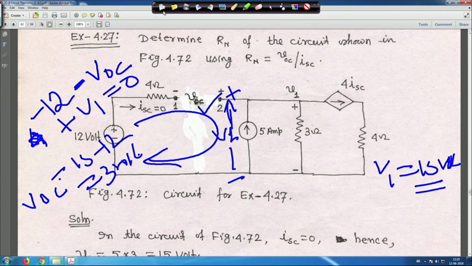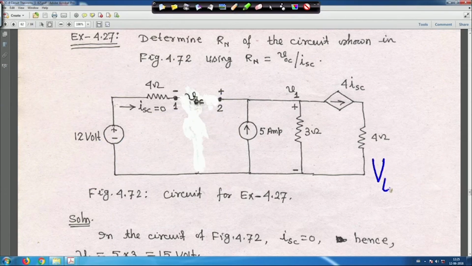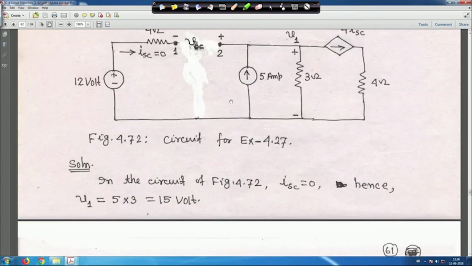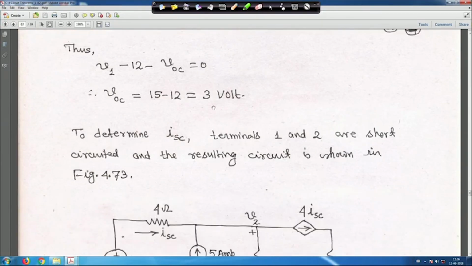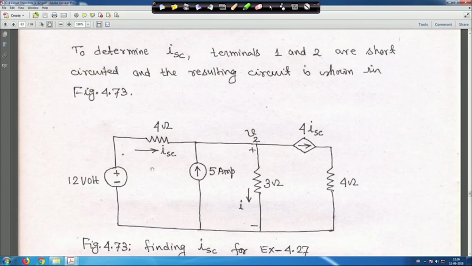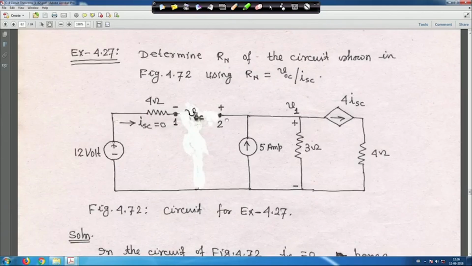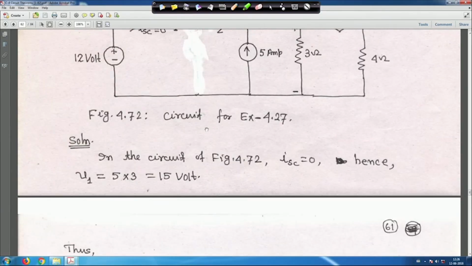So, let me clear it. That means my VOC is equal to 3 volt. So we have got VOC, we have to obtain now ISC. In this case, for ISC, we have to go to this circuit. VOC we got 3 volt, I explained everything. Now, to get ISC, this 1 and 2 is sorted now.